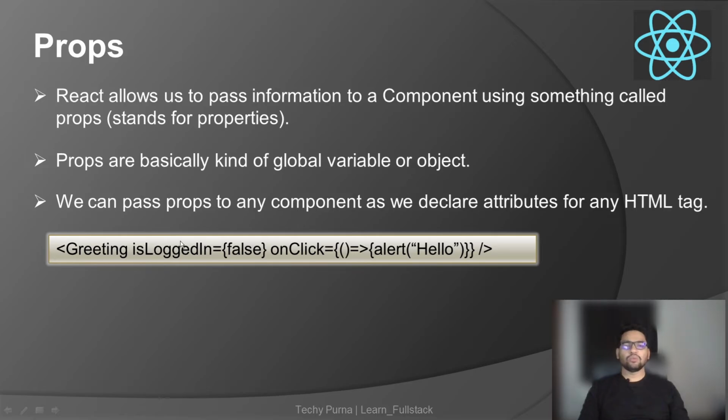Props could be either values or variables, or we can also pass a function as well. In this code snippet, we are passing isLoggedIn true or false, and onClick we are just showing the alert message hello when something is clicked, or the callback happens for this onClick event in greetings.